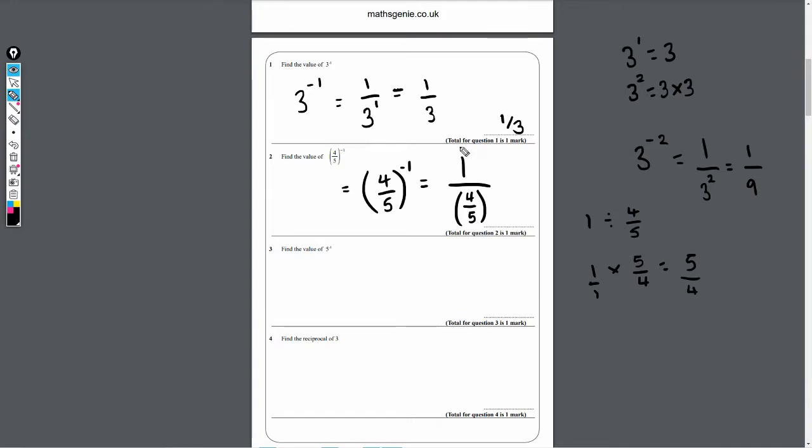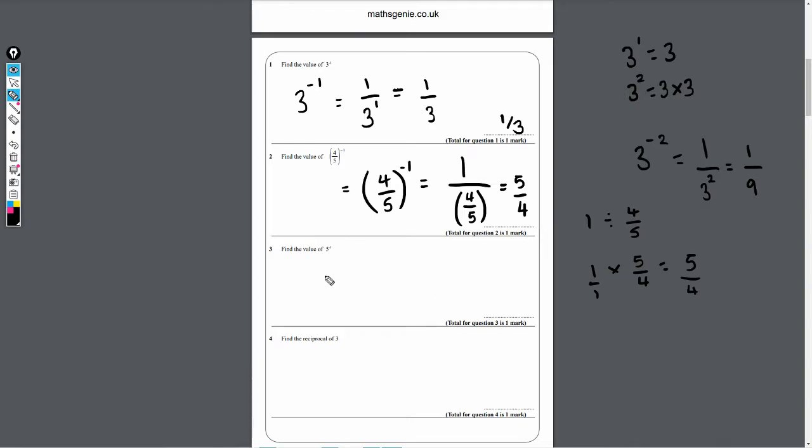This step I've done here is a little bit overkill. You don't need it, but that's kind of why it works. So if you see 4 over 5 to the minus 1, and you spot the trick, just literally flip that fraction. So the final answer is just 5 over 4.